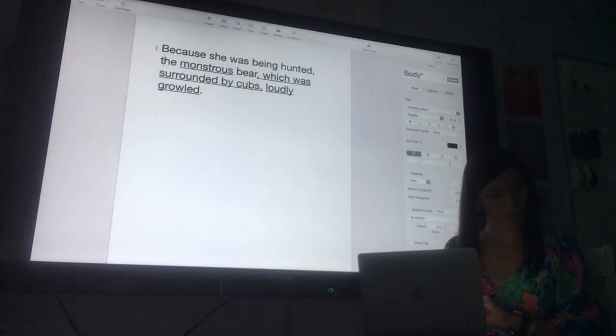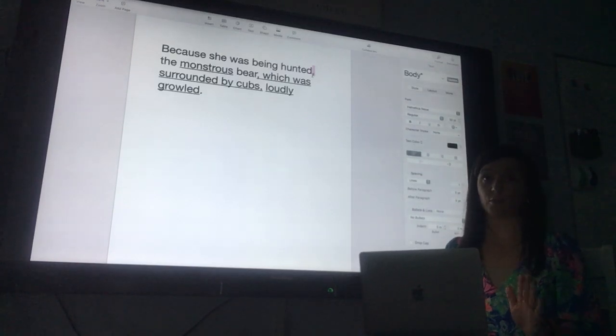Okay, let me check my rules. It creates a dependent clause. If it comes at the beginning, we need a comma. There's our comma. Because clauses are dependent clauses, which means they cannot stand on their own. Quick unpacking of a complex sentence, which we will spend a month on, probably.